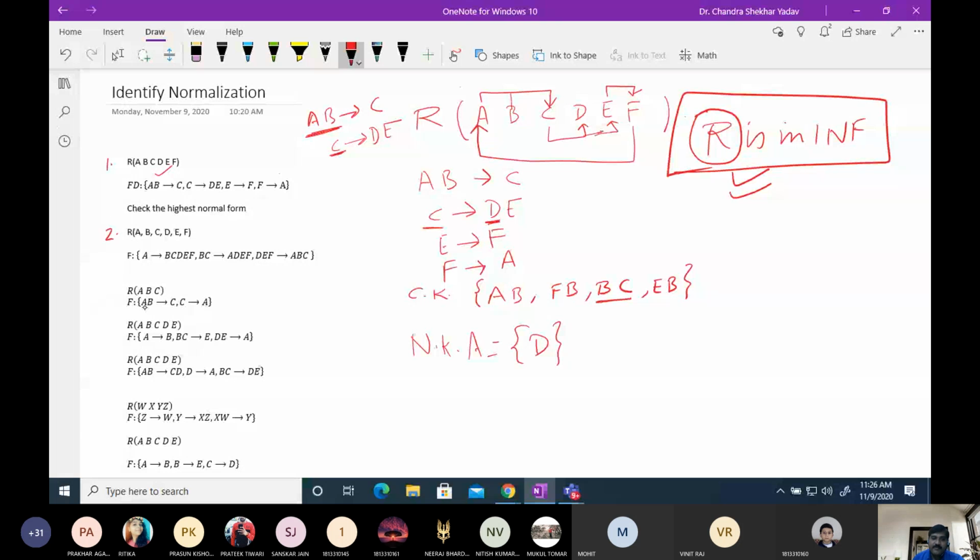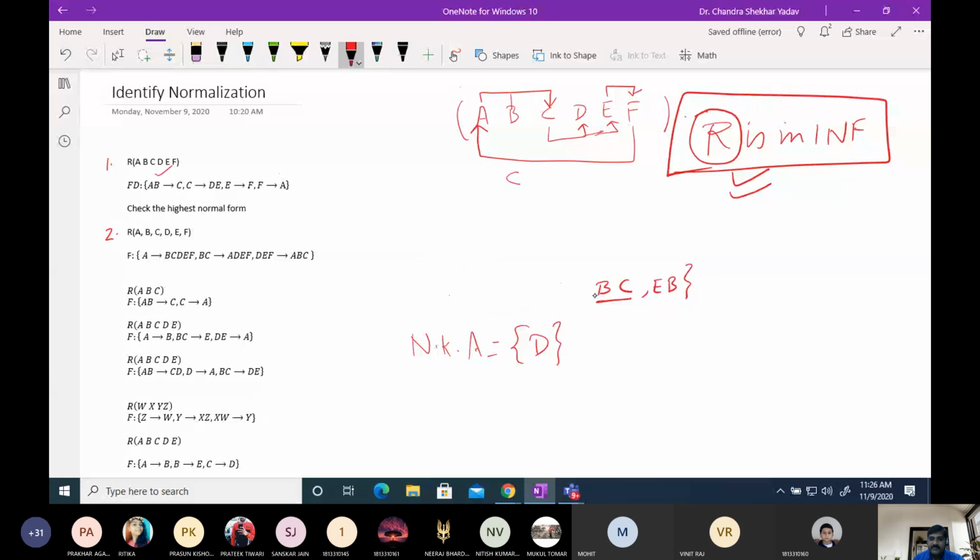What is the normal form of R in second question? Again, R consists of A, B, C, D, E, F, and functional dependencies: A determines B, C, D, E, F; BC determines A, D, E, F; and DEF determines A, B, C.